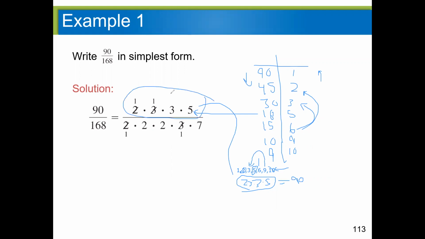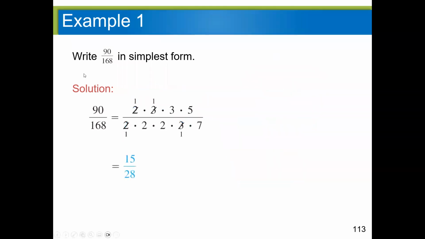That really didn't take that long to get our solution. And we did it essentially by hand. We can do the same process for 168. And notice here we cancel out common things, giving us 3 times 5 is 15. 2 times 2 times 7 is 28. 15 over 28 is the simplest form of 90 over 168.